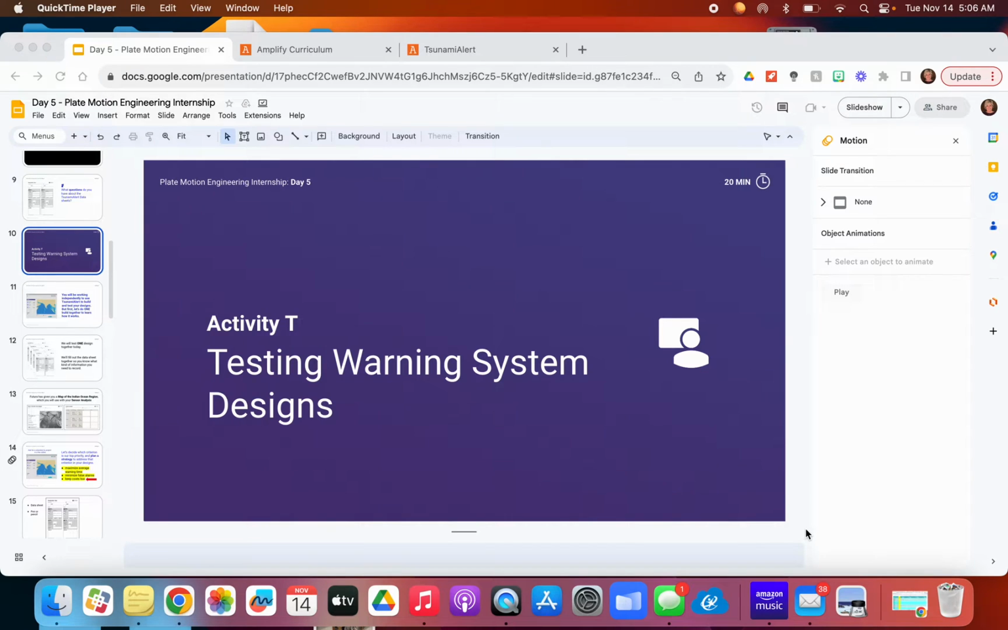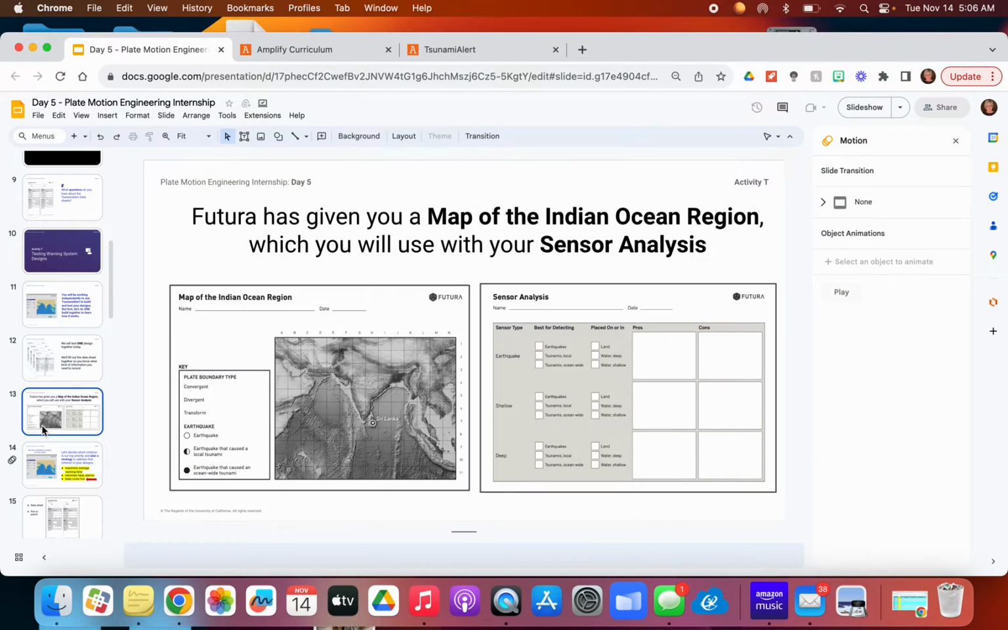Okay, this is the tutorial for testing the warning system design in Amplify. Before we begin, you need to make sure that you've got some supplies. Number one, make sure that you have your sensor analysis worksheet. And I asked everybody to take a picture of the map of the Indian Ocean region that Futura supplied to us. The one that I have here doesn't have the markings on it.